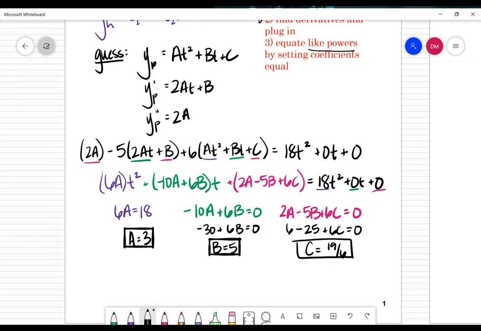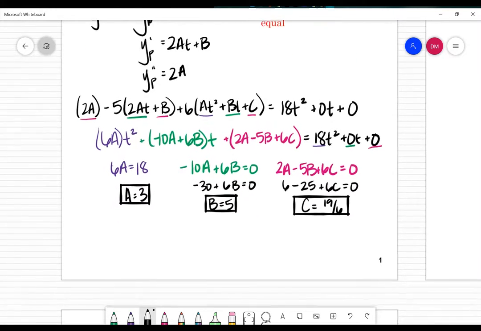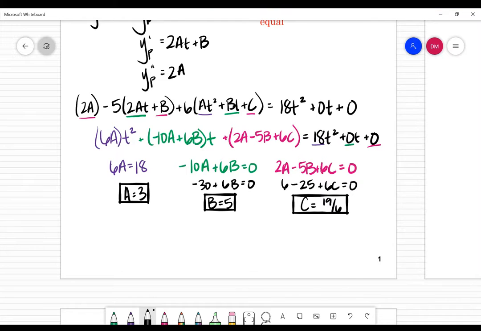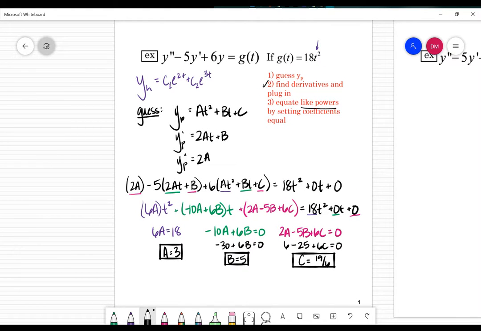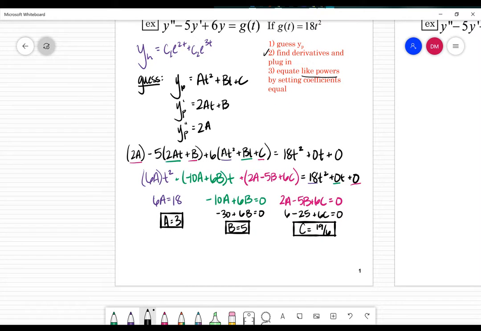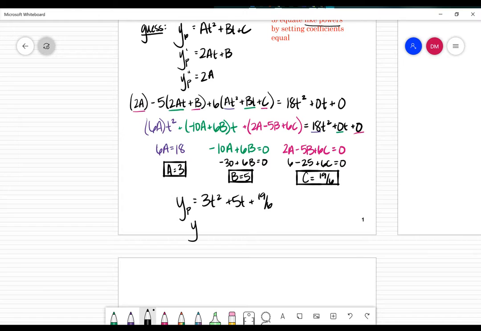19/6. Okay. But again, if I have a quadratic for g of t, I'm going to need a full quadratic. Even though I only had 18t squared as a single term for g of t, that does not mean that y sub p will match that exactly. In fact, here I notice that my y sub p is going to have all three terms, 3t squared plus 5t plus 19/6. I get a full quadratic, all three terms, okay? So don't think that just because we're doing a guess, it's going to look exactly like the g of t. This one has all the terms.